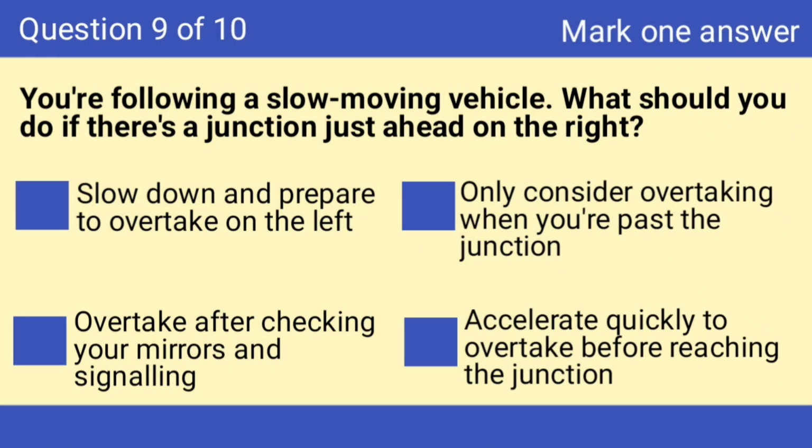Question 9. You're following a slower moving vehicle. What should you do if there's a junction just ahead on the right? Slow down and prepare to overtake on the left. Overtake after checking your mirrors and signaling. Only consider overtaking when you're past the junction. Accelerate quickly to overtake before reaching the junction.